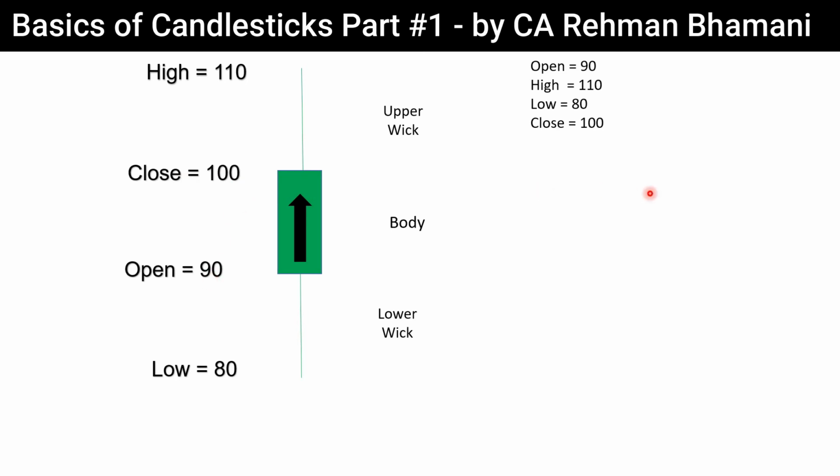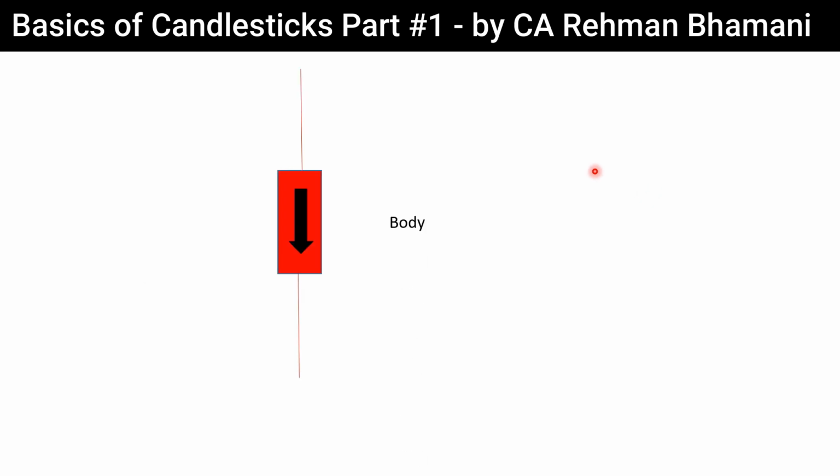Now let's move to the bearish candle, or red candle. A red candle indicates that the price is moving down, and this part which is filled with red is known as the body of the candle. And same, this upper line and this lower line are known as the wick of the candle. Let us take this example. So the opening is 100, high is 110, low is 80, close is 90.